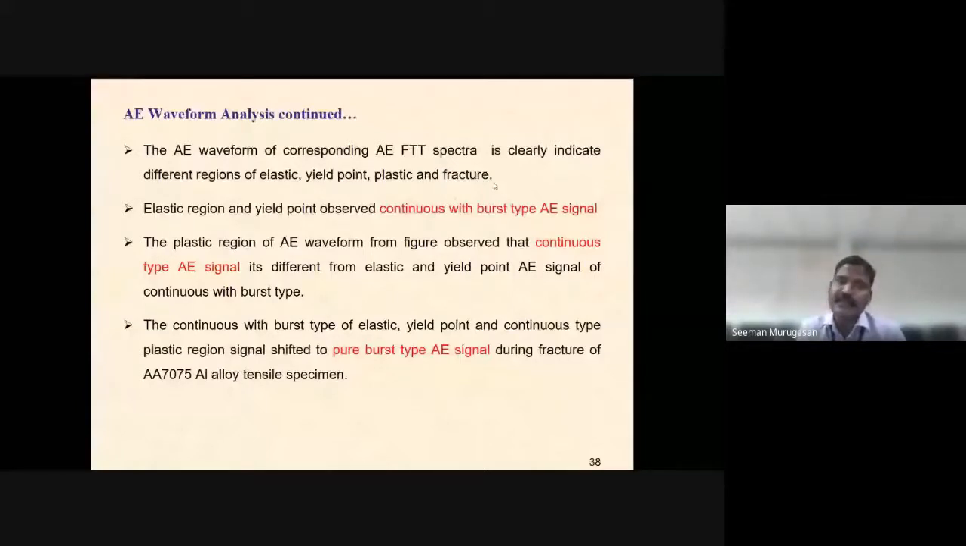For the factor of safety, the load will be applied below the yield point. Only then are we able to avoid the breakage of the component or avoid an accident.